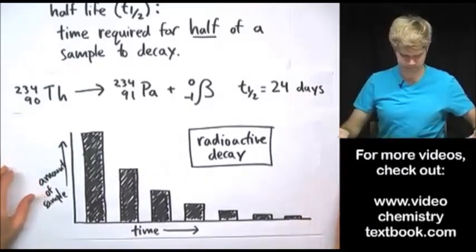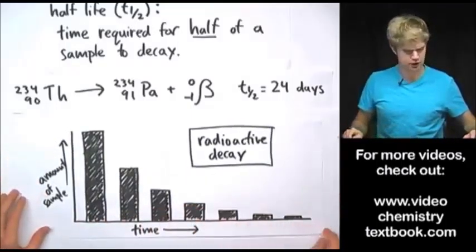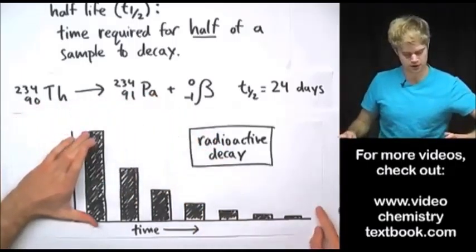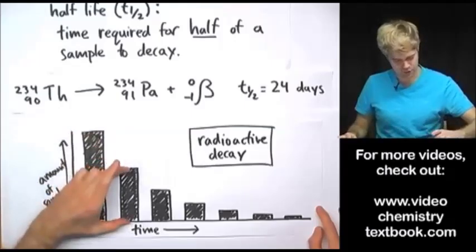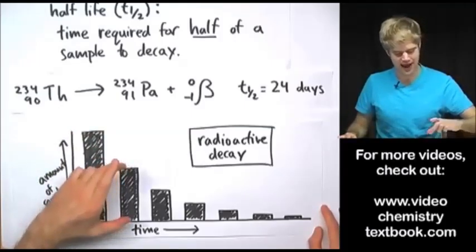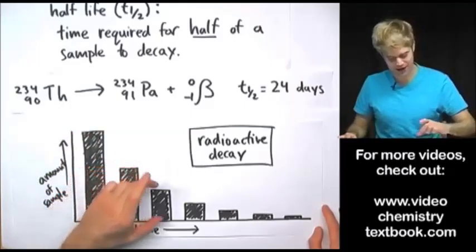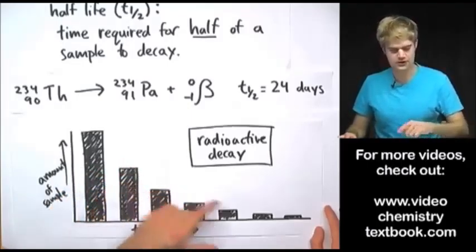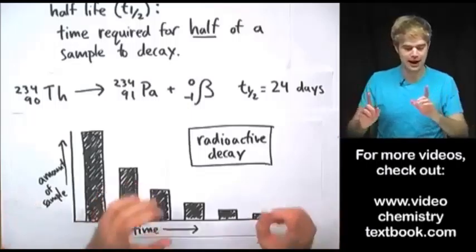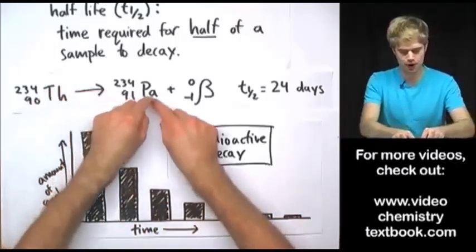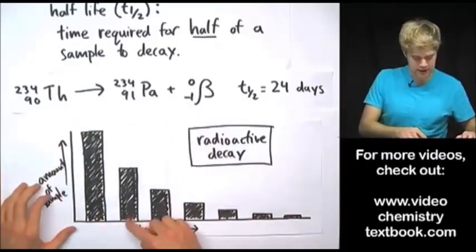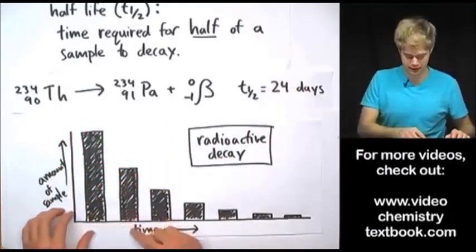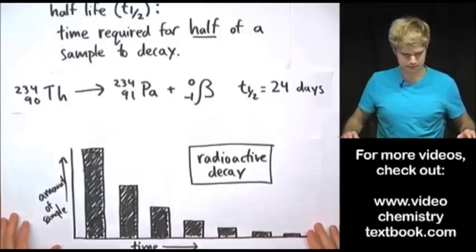Okay. Let's imagine that this is a graph of thorium turning into protactinium. Here's the amount of thorium that we start with. And then after one half-life, we have half of it. And then after another half-life, we have half of this. And then after another half-life, we have half of this, and so on. Okay? Now, if this is showing us thorium going to protactinium, each of these bars would be separated by 24 days. That would be the amount of time between them.